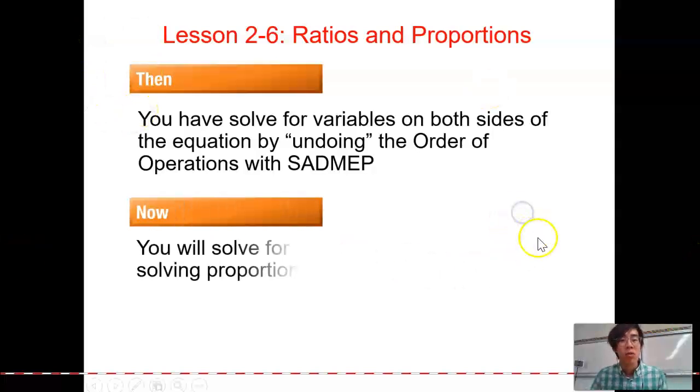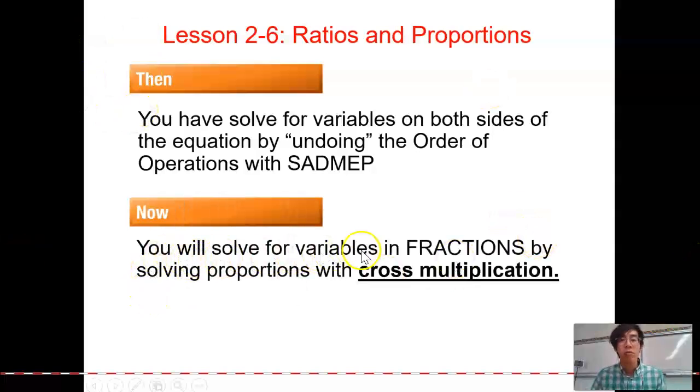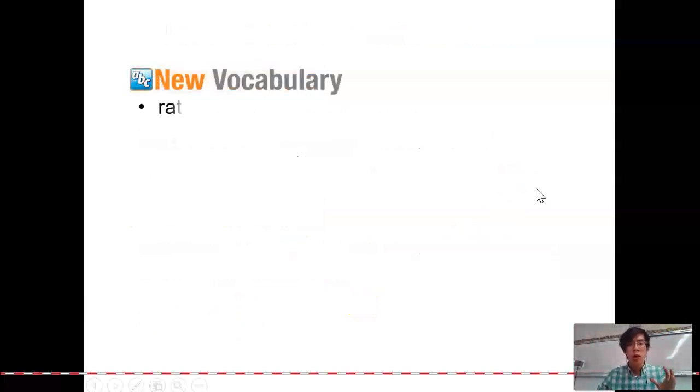So now what you're going to learn is actually how to solve for variables in fractions, right, by solving proportions with cross multiplication. So this is another technique that we can use to find that unknown value for a certain variable. So let's have a little quick review of actually first some vocabulary.